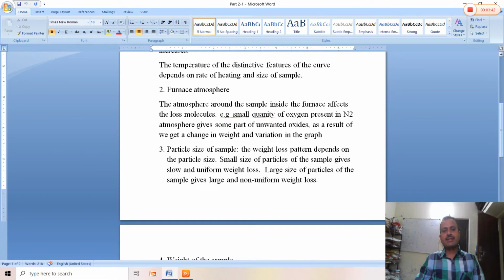Now the third one is the particle size of the sample. Particle size plays a very important role, because the weight loss pattern observed in the TG curve depends on the particle size of the sample. Here is the relation: a small particle size gives slow and uniform weight loss. A large particle size gives a large and non-uniform weight loss.